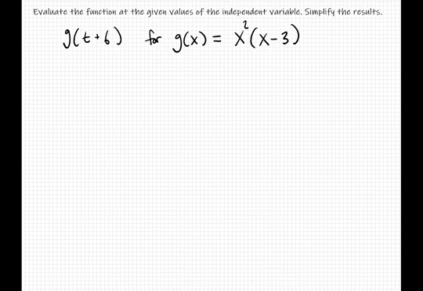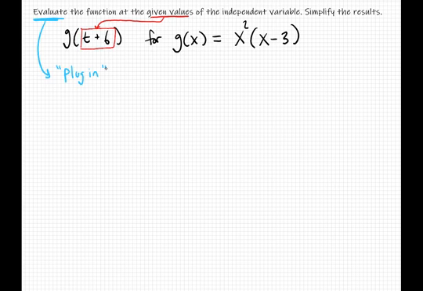Evaluate the function, which is given, g of x equals x squared times x minus 3. So we want to evaluate this function at the given value of the independent variable. In this case, the given value is t plus 6. The first word here, evaluate, means plug in. So it's basically saying plug in the given value, plug t plus 6 into your function g of x.